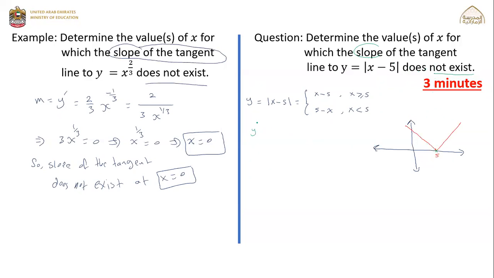Also, if I have a derivative of y for this piecewise function, it gives me plus 1 for x greater than 5, and minus 1 for x less than 5. Now, what about x equal 5? The derivative does not exist, because the derivative from the right side at x equal 5 gives me plus 1, and from the left side gives me minus 1. So the derivative from the right is not equal to the derivative from the left. That means the derivative at x equal 5 does not exist. So the slope of the tangent does not exist at x equal 5.